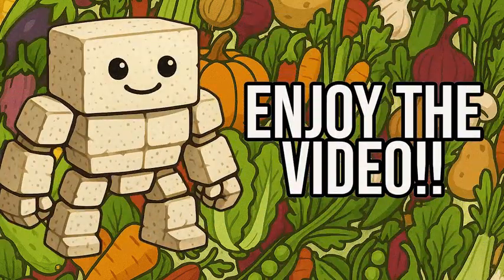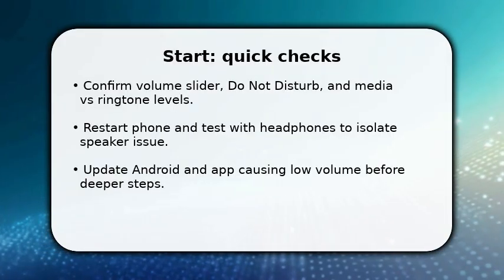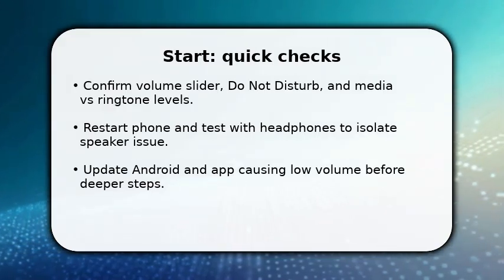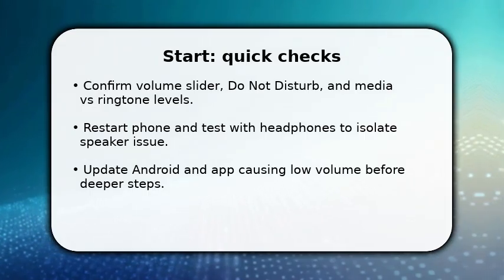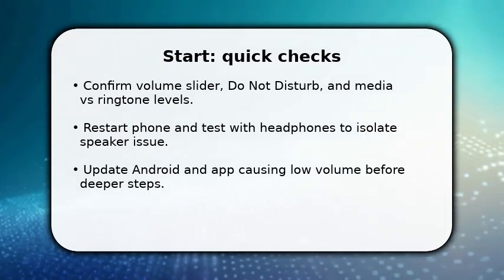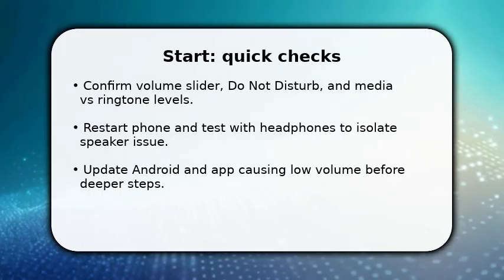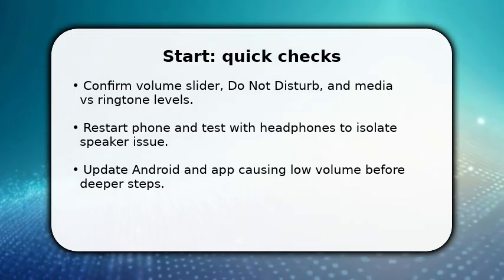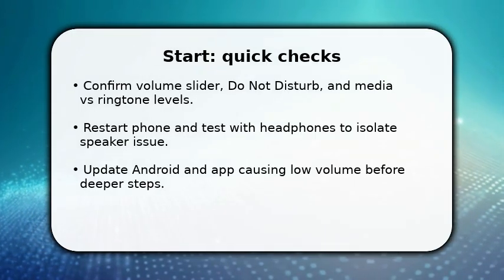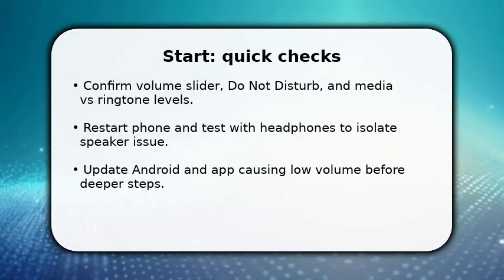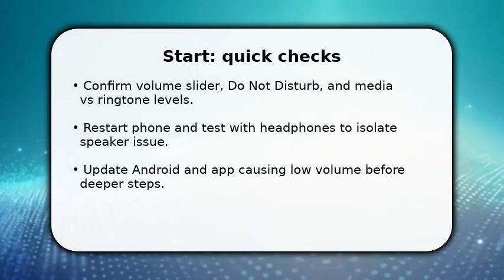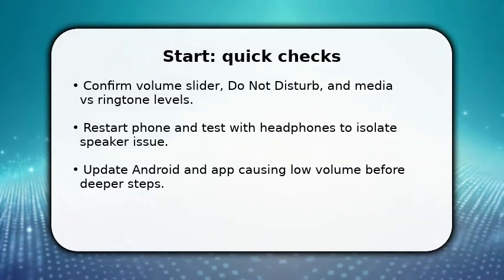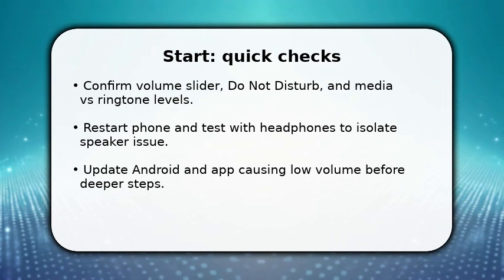Please enjoy the video. You begin by verifying basics that actually reveal the problem source. First, open settings and adjust sound and vibration. Make sure media and call volumes are distinct and not muted. Once done, toggle Do Not Disturb and test audio with wired or Bluetooth headphones to see if speakers are at fault. Restart the device and check any app-specific volume controls. These quick checks save time by identifying whether software, app settings, or hardware needs the next, more detailed fix.